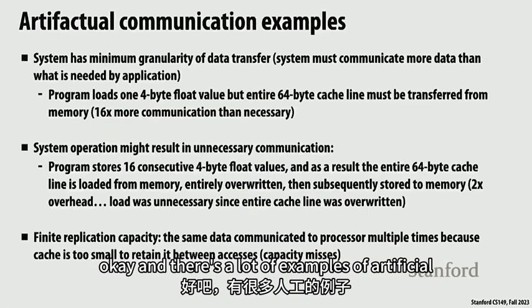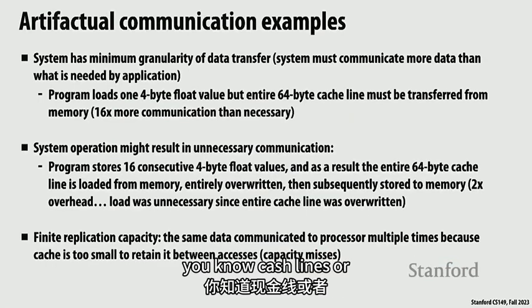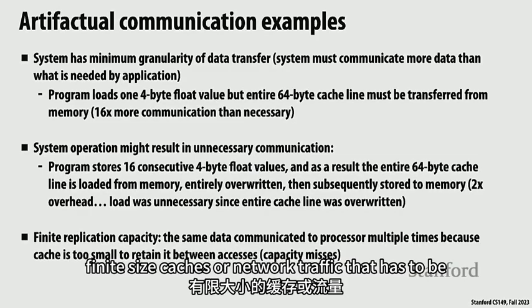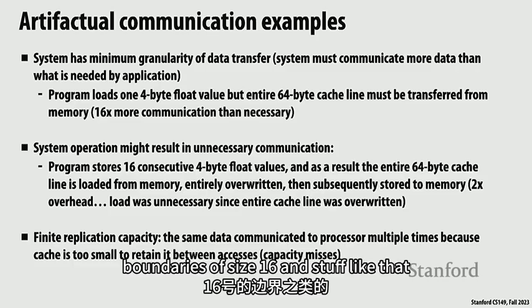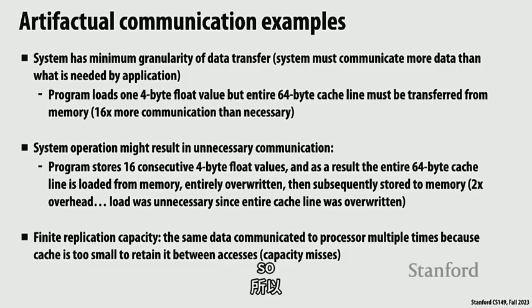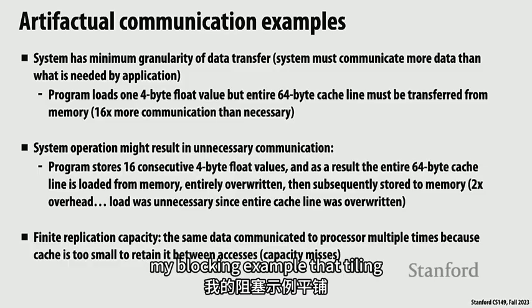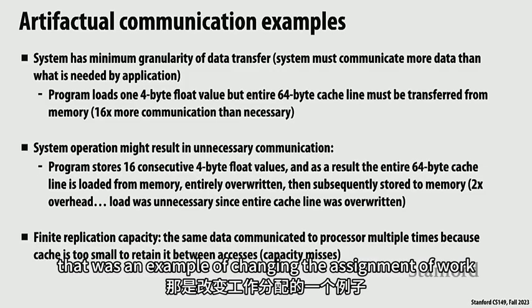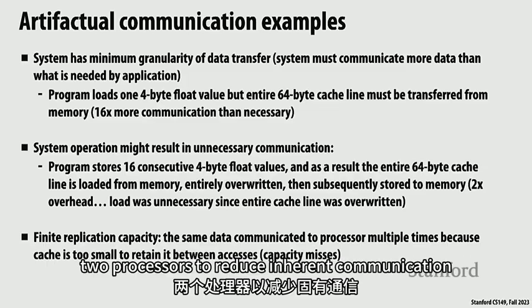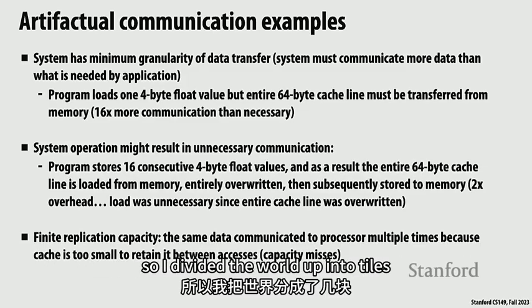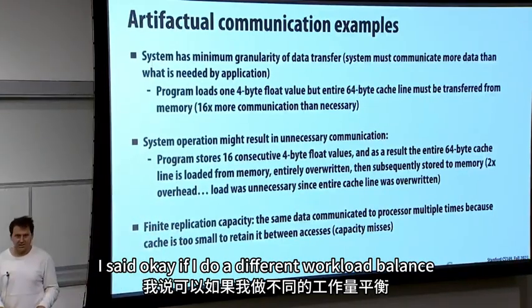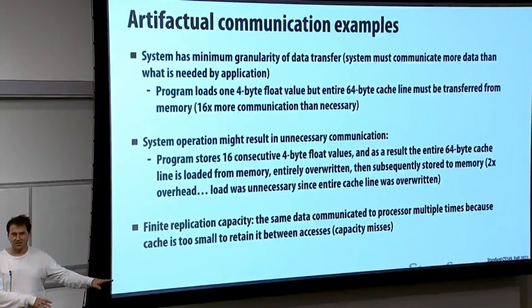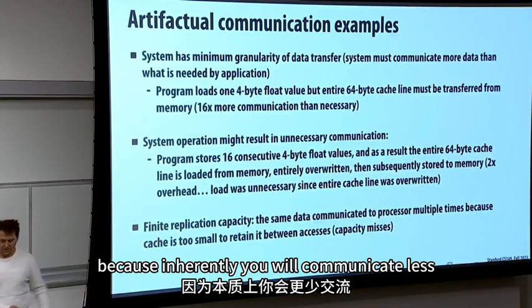Okay, and there's a lot of examples of artifactual communication, like cache lines or finite-sized caches or network traffic that has to be transmitted on boundaries of size 16 and stuff like that. So my blocking example, that tiling, that was an example of changing the assignment of work to processors to reduce inherent communication. So when I divided the world up into tiles, I said, okay, if I do a different workload balance, you're going to communicate less.